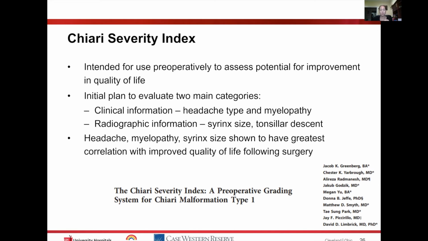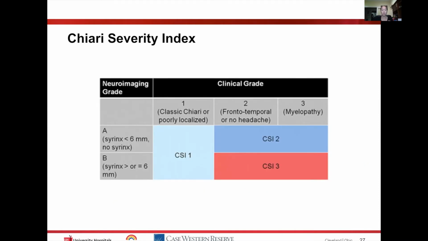They lumped these into three different categories. The clinical grade was graded 1 through 3. Grade 1 was either that classic occipital Chiari headache or generally poorly localized headache. Clinical grade 2 was a frontotemporal headache or no headache at all. And clinical grade 3 were patients that predominantly had myelopathy. Then the neuroimaging grade had to do with either an absence of a syrinx or a syrinx that was less than 6 millimeters, or a syrinx greater than 6 millimeters. That was category A and category B.